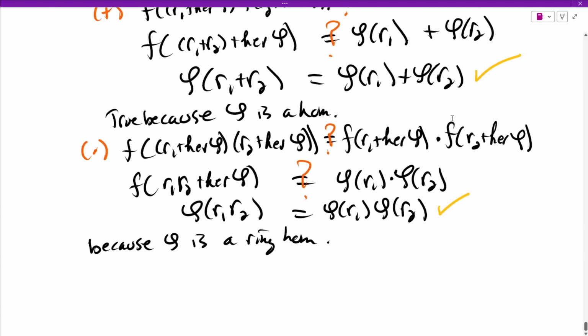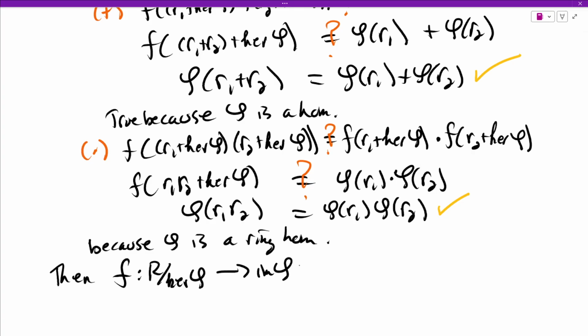So what do we conclude from this? Then f, which again, just as a reminder, it's not part of the proof, f is a map from R mod kernel to the image, is a ring homomorphism. All right, in the next videos, we're going to tackle one-to-one and onto.